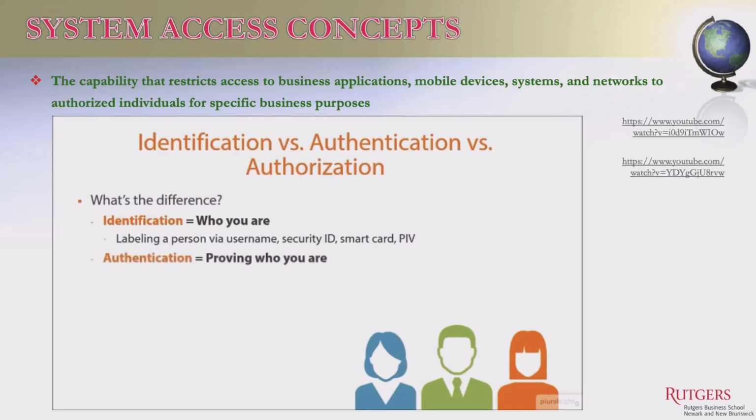Next is authentication, and that is actually proving who you are. And that can be a username password combo, a PIN, an OTP or one-time password, biometric data, things along these lines. Basically, you say I'm so-and-so, or I say I'm so-and-so. Anybody could call themselves anything, but how do you prove that? And that's by authenticating. And then we have authorization, and that deals with permissions.